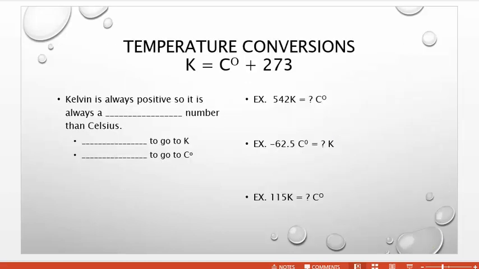Now let's do some conversions. This is where you're going to need your calculator, possibly. So temperature conversions of Kelvin to Celsius, or Celsius to Kelvin: Kelvin is equal to your Celsius plus 273. Kelvin is always positive, so it is always a bigger number than anything else. It is always positive, which is why we use Kelvin in our mathematical calculations, because multiplying, subtracting, dividing, proportions with negatives sometimes is extremely difficult, if not impossible to do. So we use our Kelvin scale to do our mathematical calculations.